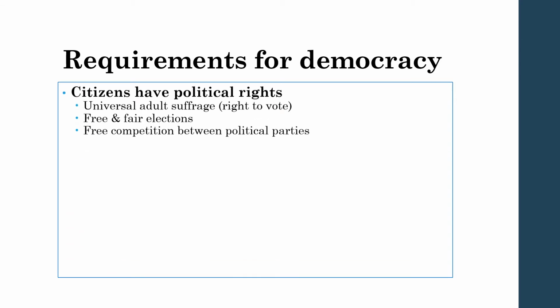Okay, let's compare your list with what political scientists agree needs to be present in order to call a regime a democracy. So the first section is that citizens have political rights, and political rights means the right to participate in the political system. So universal adult suffrage. Suffrage just means the right to vote, and universal means it applies to every adult citizen. So there's no discrepancies in law about who is allowed to vote. So this would mean men and women, all genders, all religions, etc.